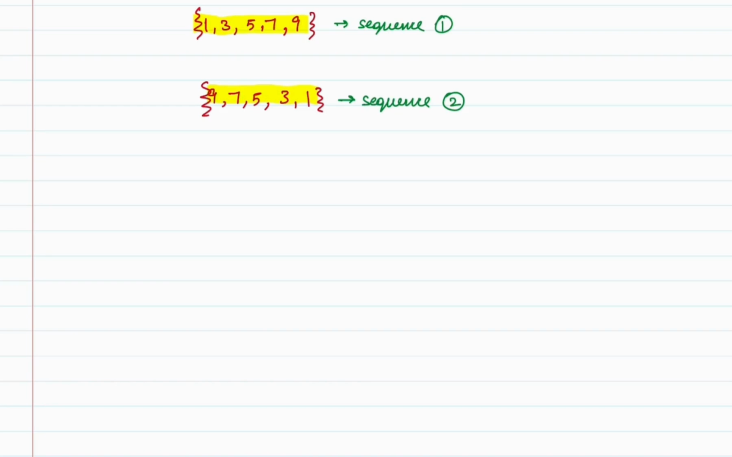Sometimes we can ignore the curly brackets and write them directly: 1, 3, 5, 7, 9 is a sequence, and 9, 7, 5, 3, 1 is a sequence. We can drop these curly brackets, and we can also repeat elements, like 1, 3, 3, 5, 7, 9. This is also considered a sequence, sequence 3, different from the first one.